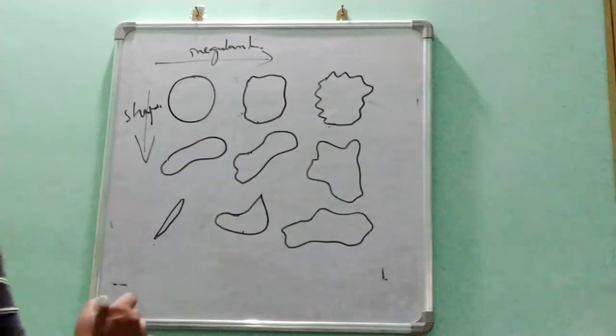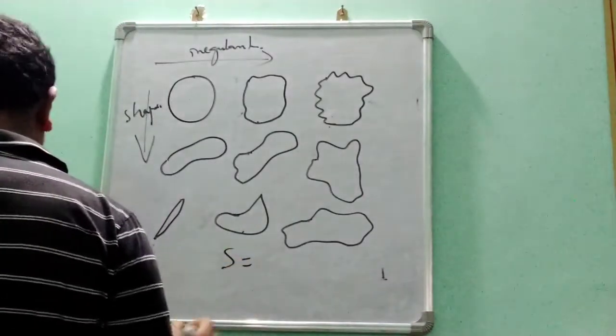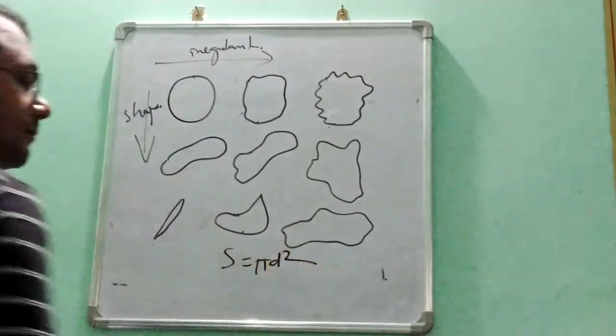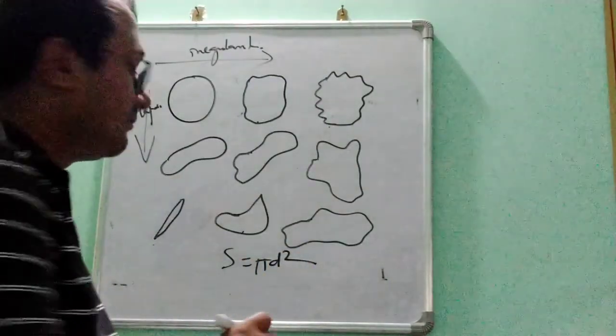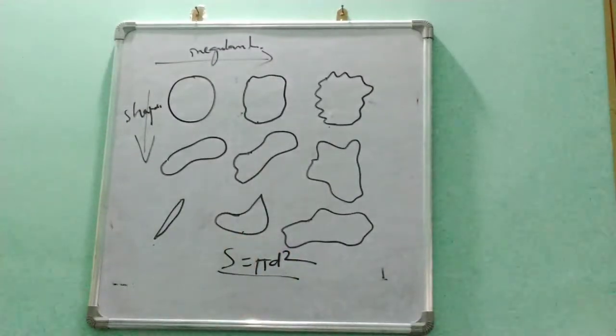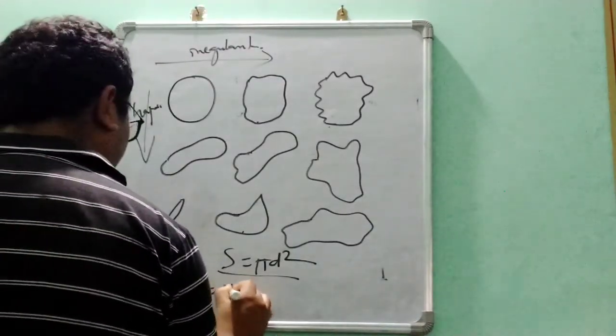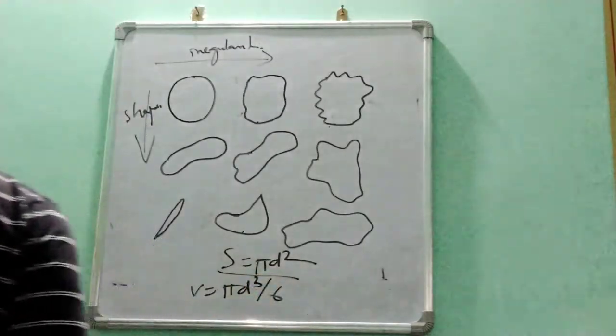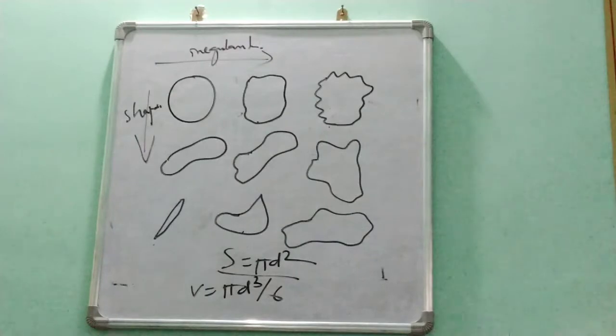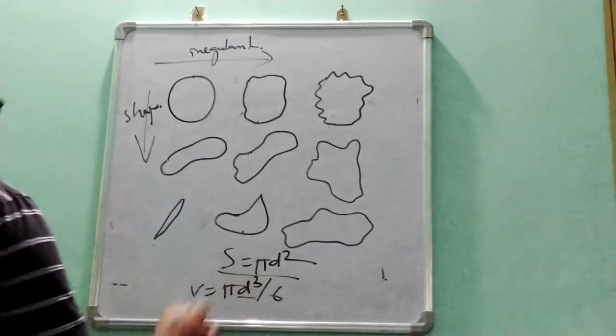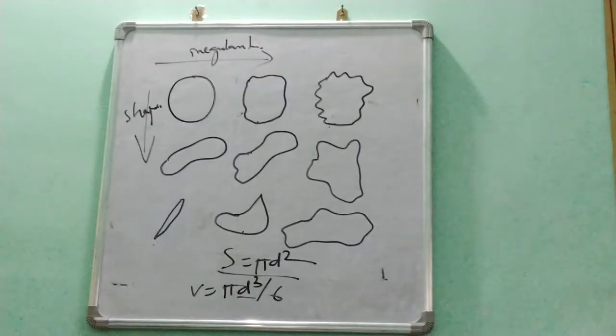Generally, the surface area of a sphere we can calculate by S equal to pi d square. With this, the volume can also be calculated: V is equal to pi d cube divided by 6, where d is the diameter of the particle. Generally, the surface area and the volume of a spherical particle are proportional to the square and the cube, respectively, of the diameter.